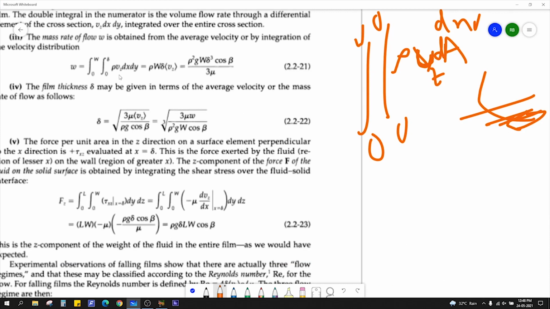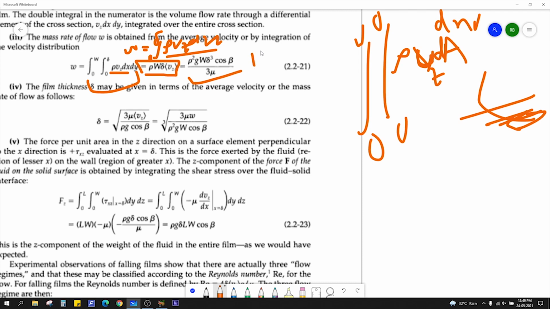Fine. So as you can see, this term is only a function of x, and it has nothing to do with dy. So if you integrate dy solo, then w comes out, right? Then you are left with 0 to delta rho v_z dx, right? Again, this is nothing but what we already derived, the average velocity. So just put the value of the average velocity, and you will get this. So this is your mass flow rate.